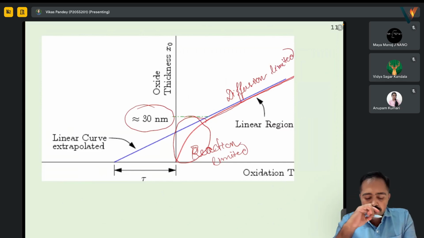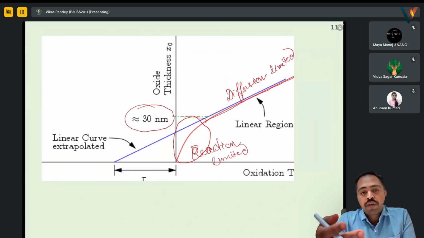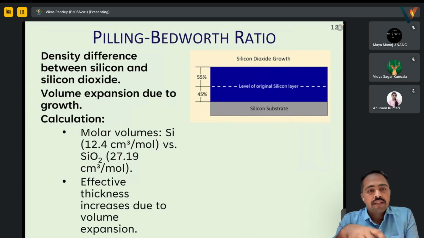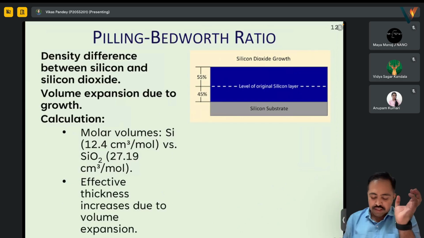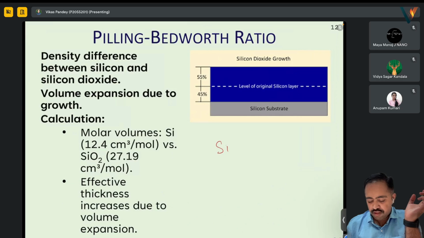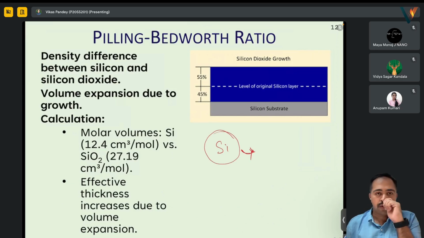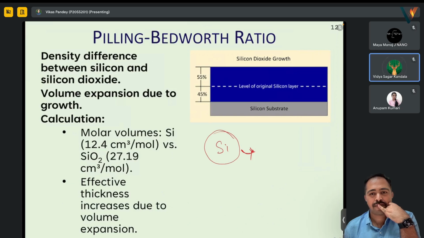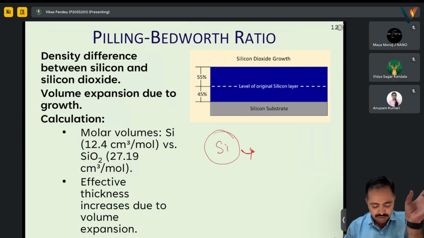Then there is something called the Pilling Bedworth ratio. This is again if we do the calculation of the size of the molecule. What is the molecular mass of silicon? Is anyone? No. Okay, let's forget about molecular masses. Everything I am putting here only.